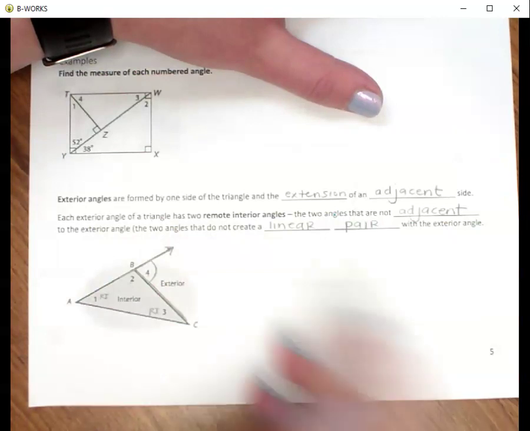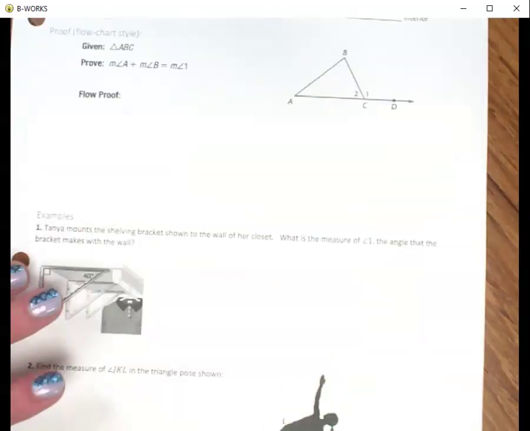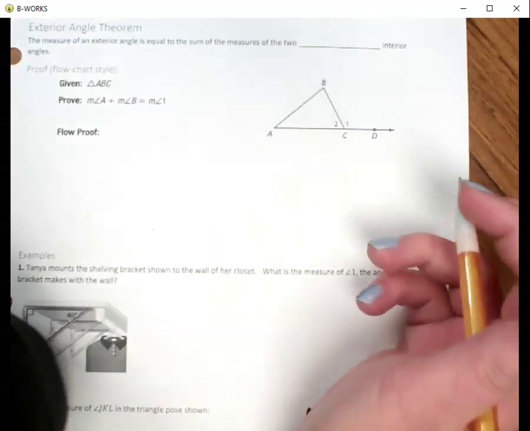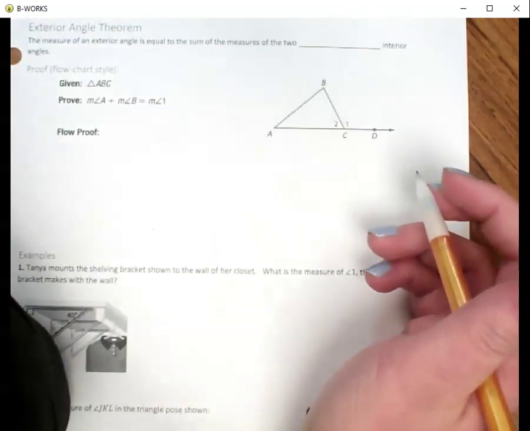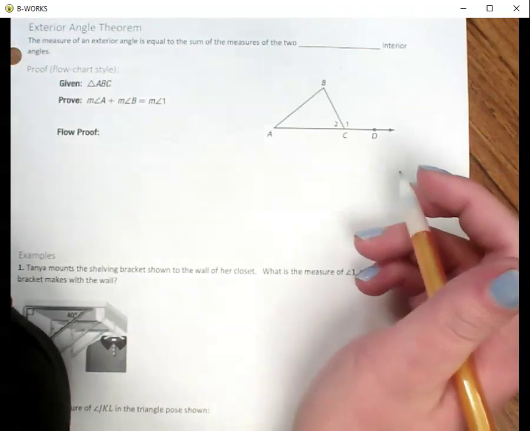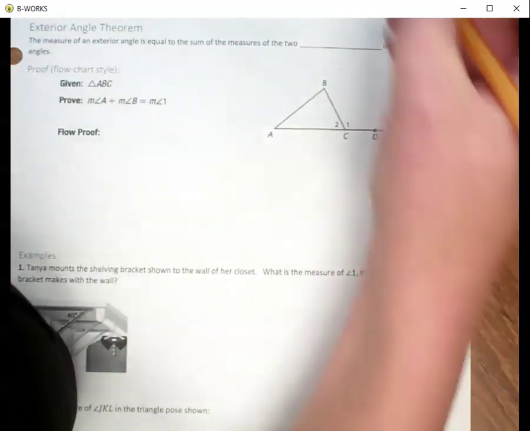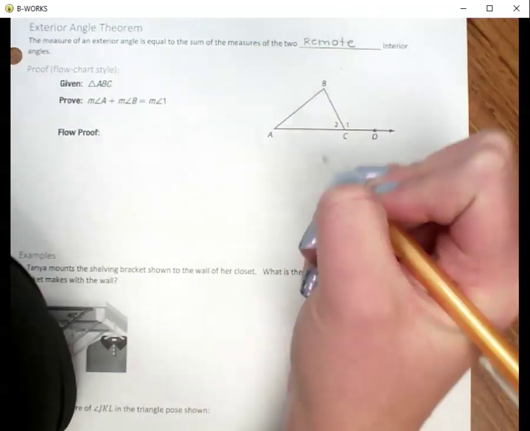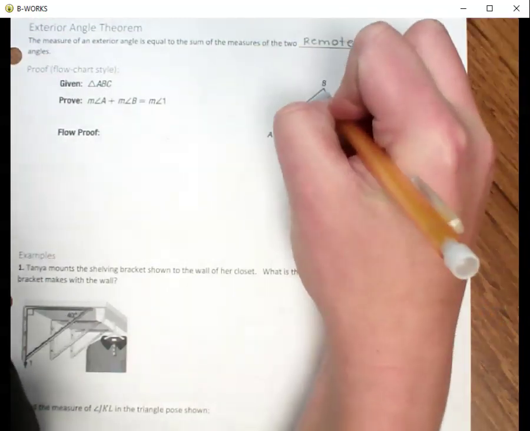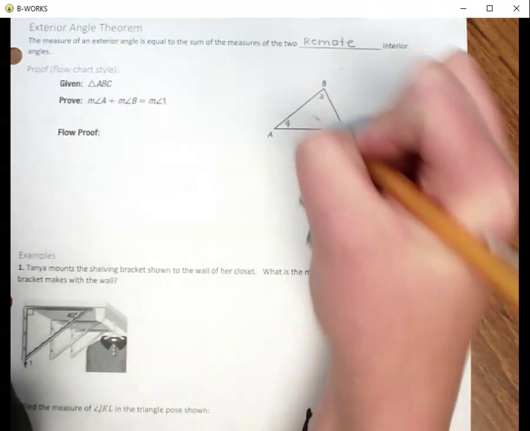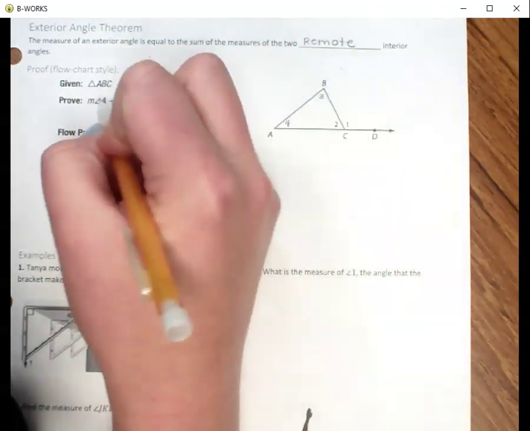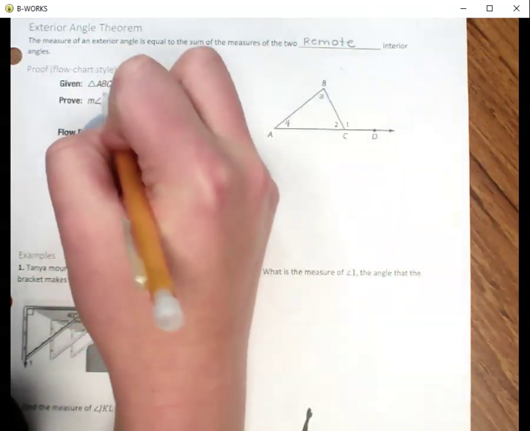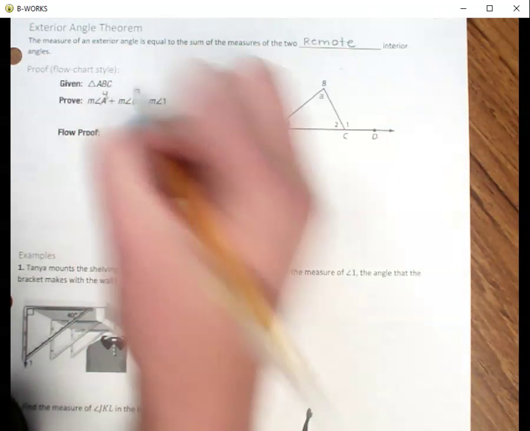Now, the exterior angle theorem tells us that the measure of an exterior angle is equal to the sum of the measures of the two remote interior angles. So I'm going to go ahead and put a 3 and a 4 in here. A, I said it's 4, and B, I said it's 3.